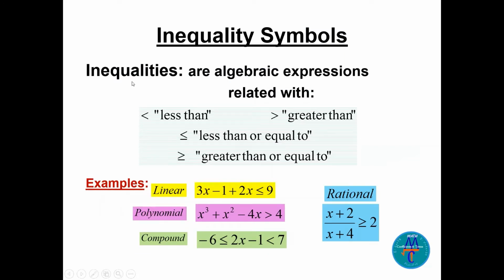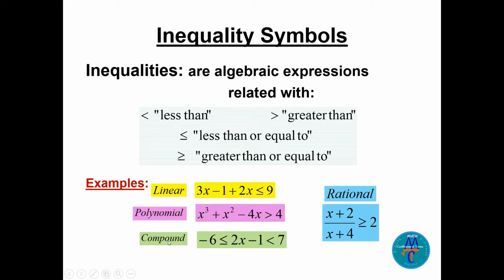Now, what is inequality? Inequalities are algebraic expressions related with less than, you can use this symbol here, greater than, less than or equal, or greater than or equal. So we can have here the types. This one is a linear. Why linear? Because the highest power on the x is 1. So 3x minus 1 plus 2x less than or equal to 9. We can have a polynomial, any degree there.